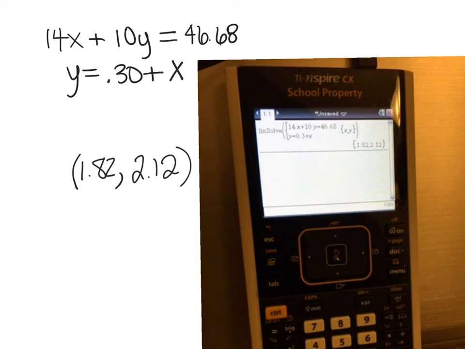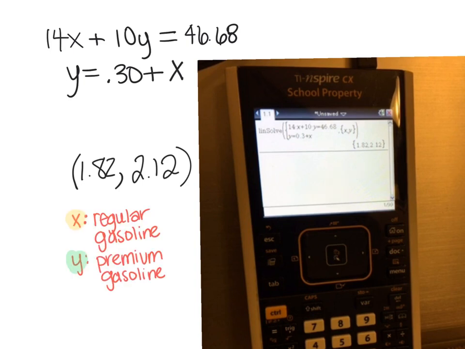So if you look at your solution, it's 1.82, 2.12. And if you look back at your variable declarations, X was regular gasoline. So that means that regular gasoline was $1.82, and Y was our premium gasoline. So premium gasoline was $2.12.